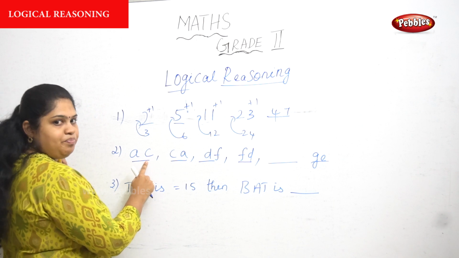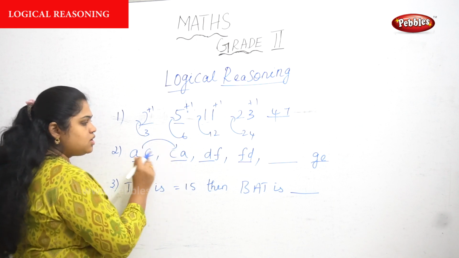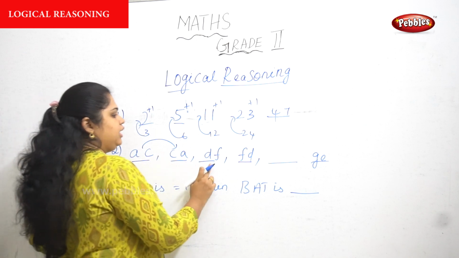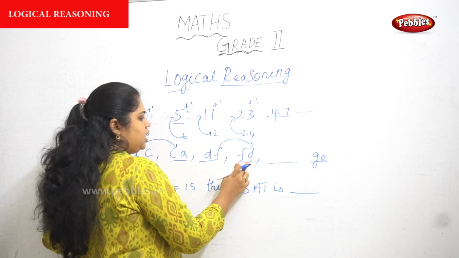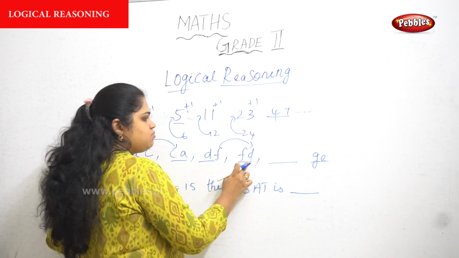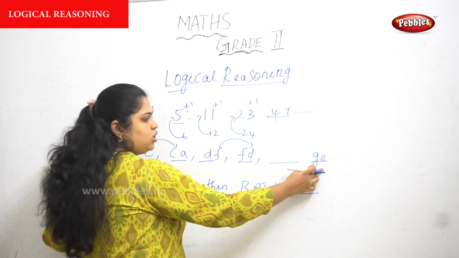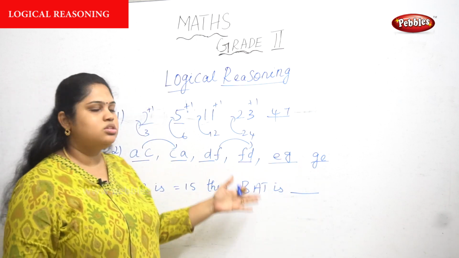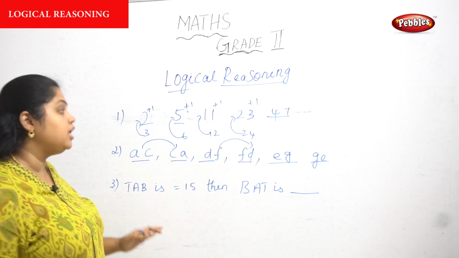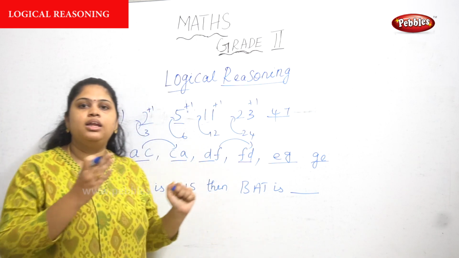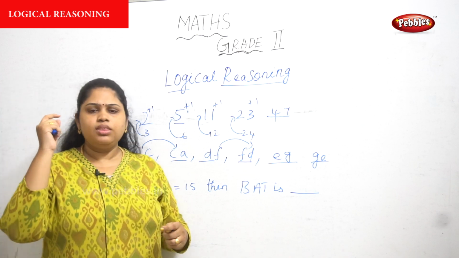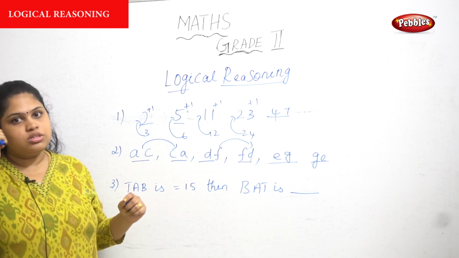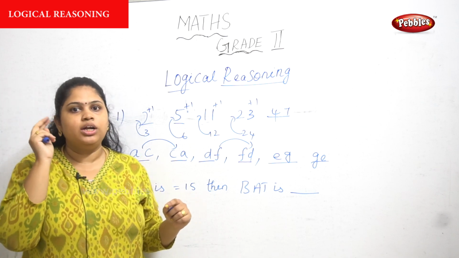See here, AC. Next, it's vice versa: C comes before and A comes after. Next, DF, also vice versa: F comes before and D comes later. Next, GE: the E comes before and G comes later. So this is what logical reasoning actually is. We have to compare every series and check it in different ways.